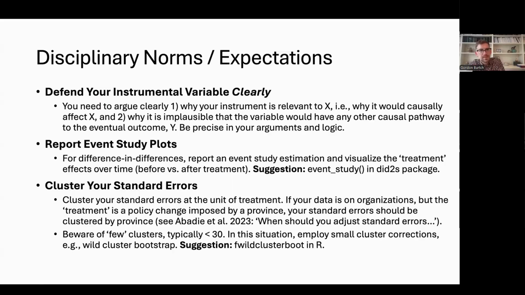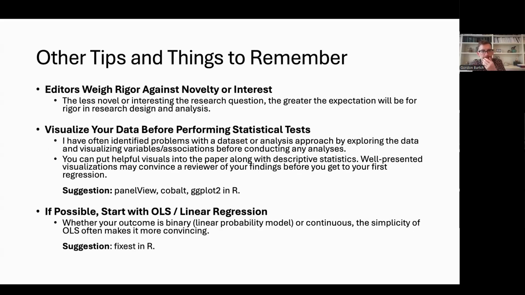Other things that I would advise, or just to be aware of. As an editor, I generally weigh the rigor of a paper in terms of the methods against the novelty or interestingness of the question. And I allow some trade-off in my head. So if you have a less novel or interesting question, I'm going to have a very high expectation for rigor. I need to be very convinced that you're precisely estimating the causal effect of interest, such that at least the magnitudes are meaningful and maybe useful to people to know.